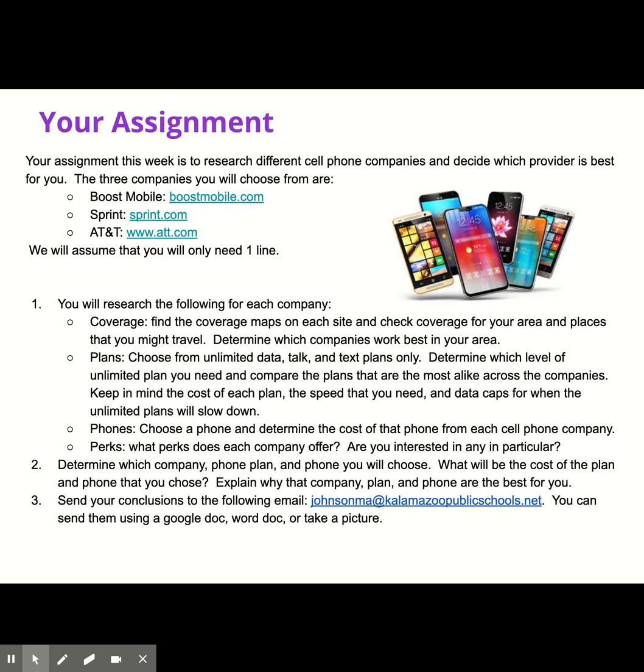Last, you're going to send your conclusions to the following email, johnsonma@kalamazoopublicschools.net. You can send them using a Google Doc, Word doc, or take a picture.